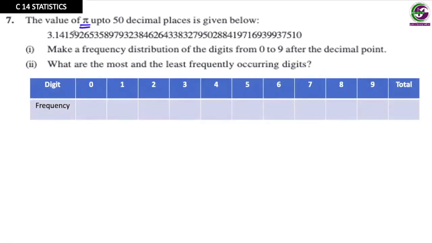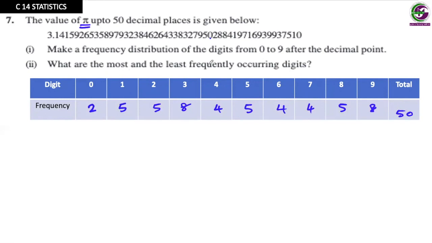Zeros, how many zeros do we have? 1, 2. How many ones do we have? 1, 2, 3, 4, 5. So these are the values that we will get, and the total will be 29, 33, 37, 42, 50.